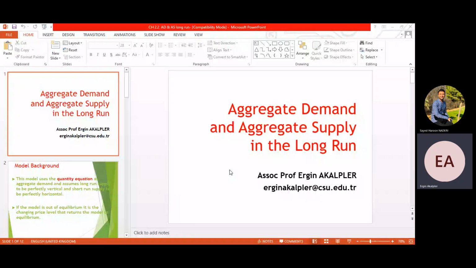We are still on aggregate demand and aggregate supply a little bit. Then we are going to introduce the quantitative theory of money of Friedman.